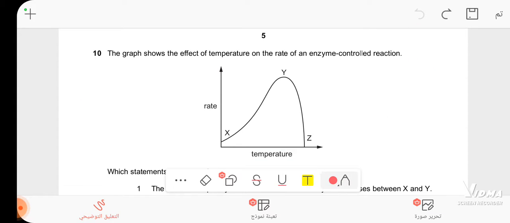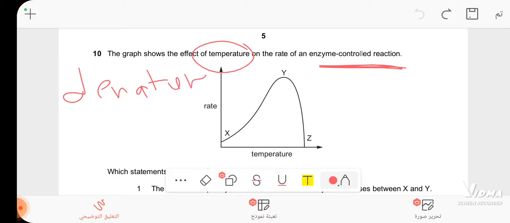The graph shows the effect of temperature on the rate of an enzyme-controlled reaction. As you know, temperature denatures the enzyme. Denature the enzyme, meaning the enzyme will not work after a particular temperature, for example 50 degrees, from 40 to 50 degrees. Here the enzyme was active at low temperature.